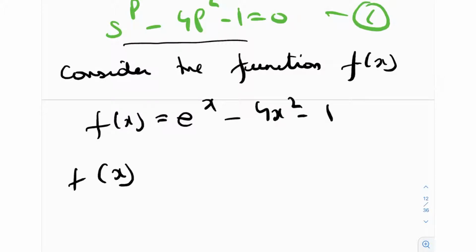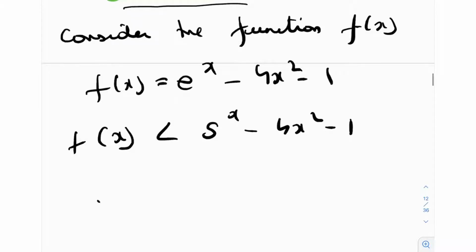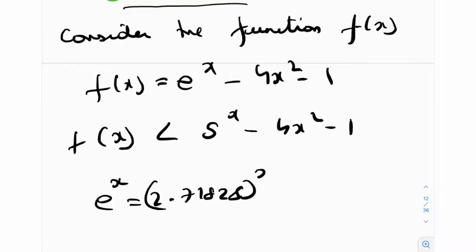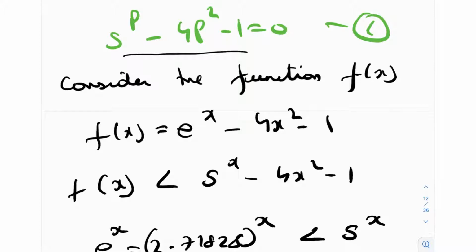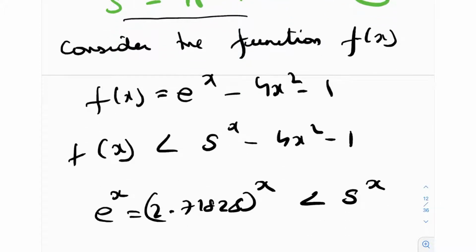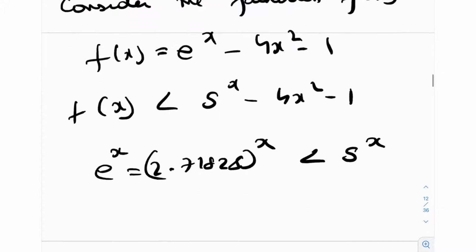So I can actually say that f of x is going to be less than 5 raised to the power x minus 4x squared minus 1. This is the bounding idea that I was talking about earlier. And why is this true? Because e is 2.71828. So e raised to the power x is obviously going to be less than 5 raised to the power x, and the other terms are the same. So it's pretty clear that f of x is less than 5 raised to the power x minus 4x squared minus 1, which is similar to what we have in equation number 1 over here. Okay, great. So how can we proceed?